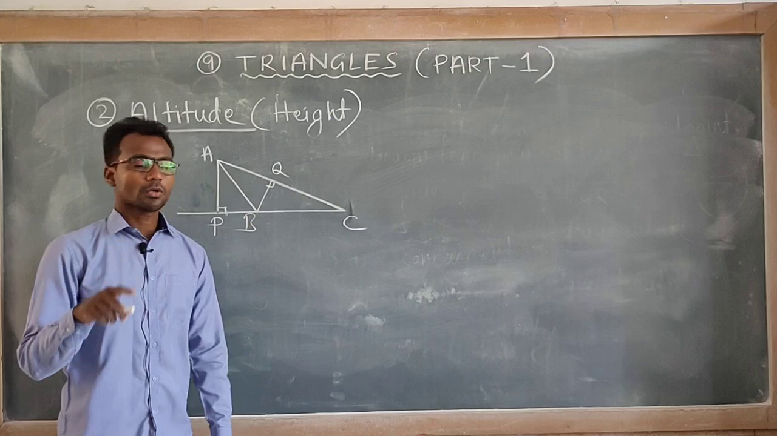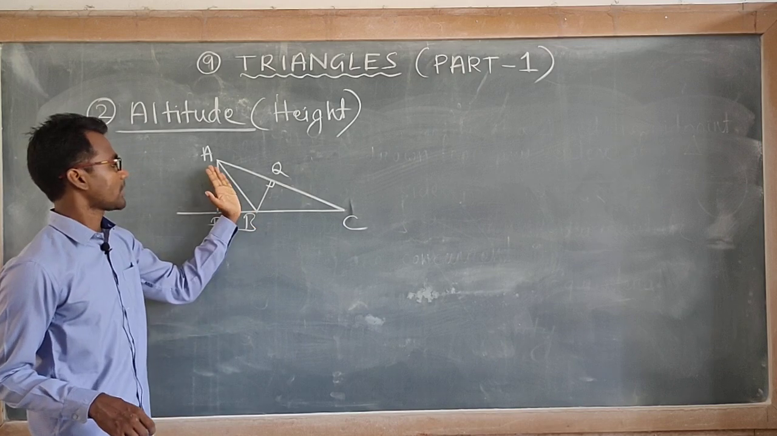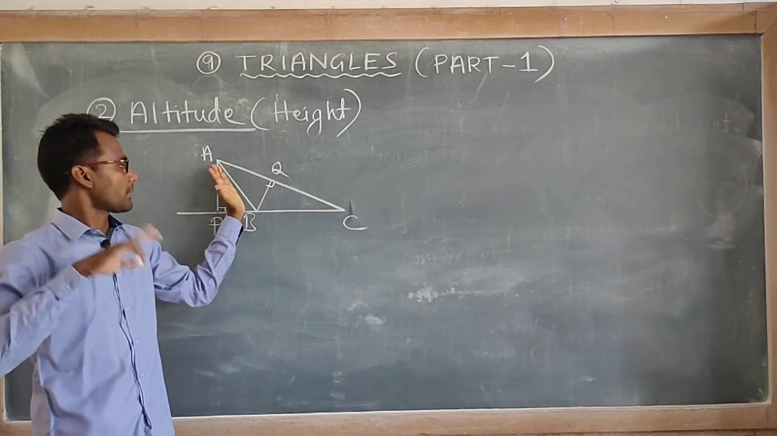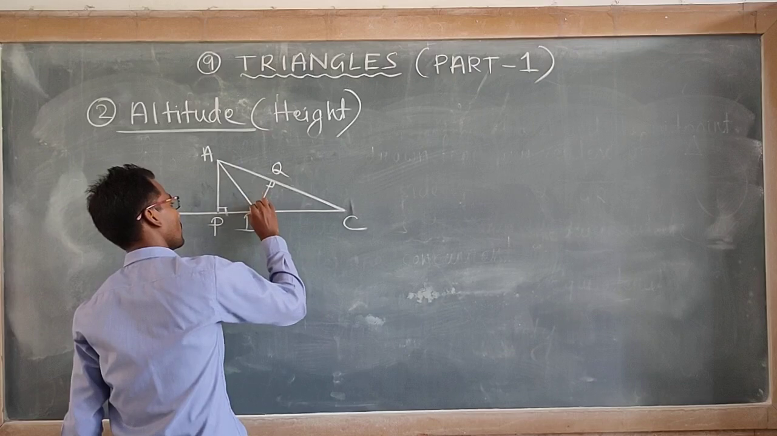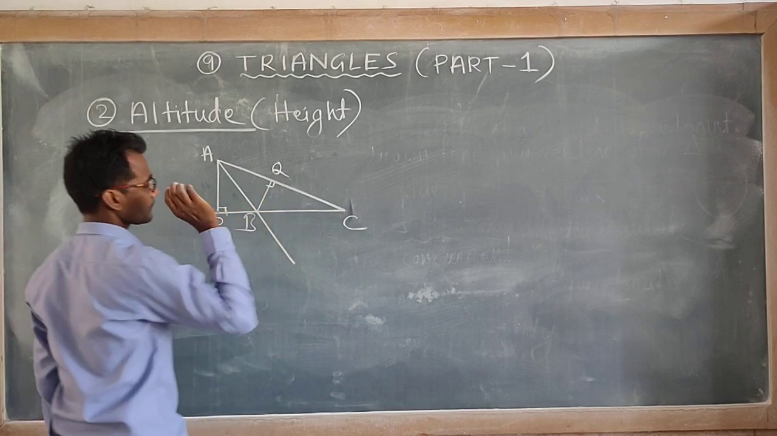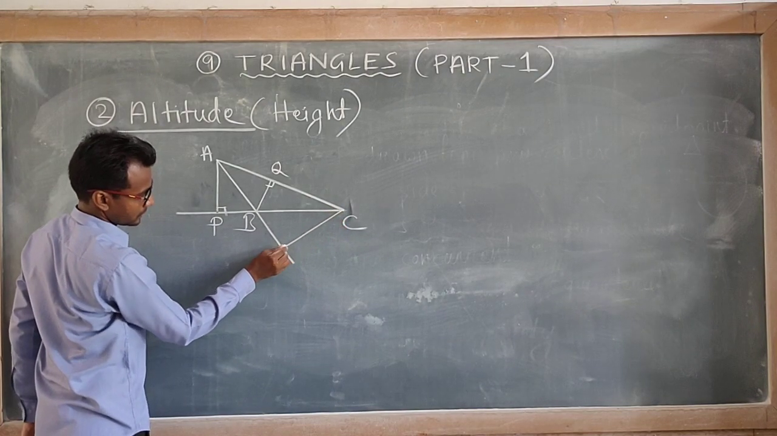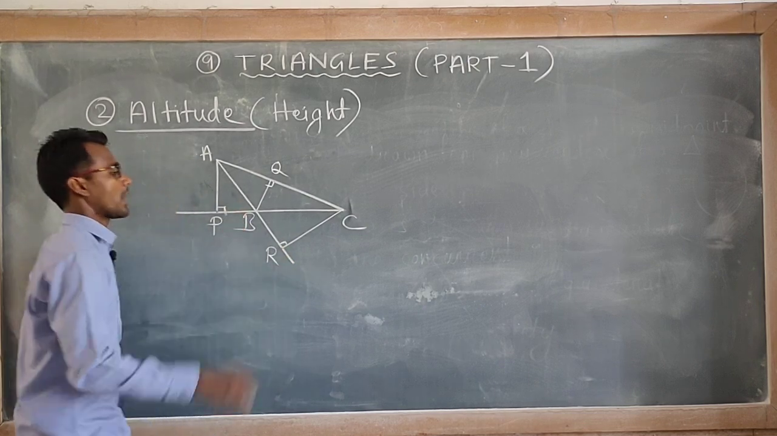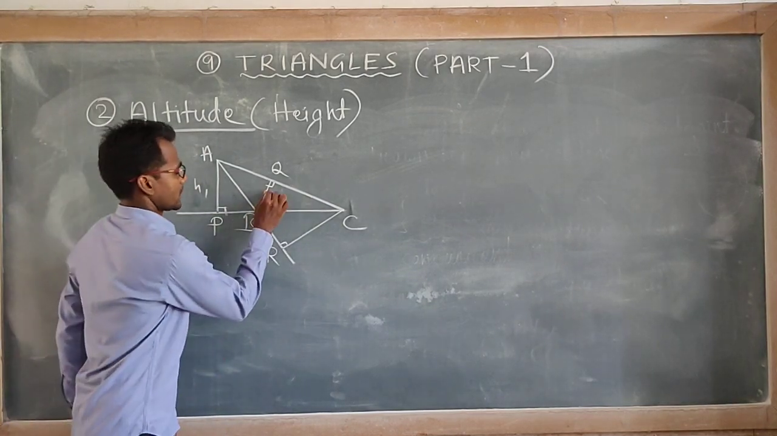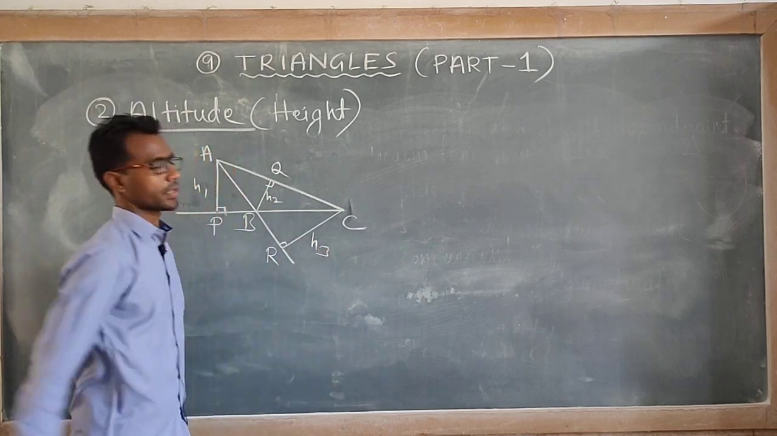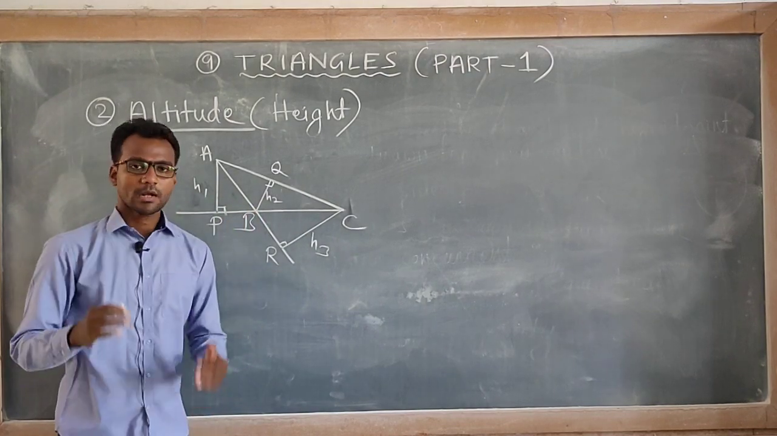Now let us draw altitude from the vertex C on the side AB. Okay, the opposite side is AB. But you can see from C, if you draw any line on AB, it will not be perpendicular. So again we have to produce AB, then we can draw perpendicular. This is perpendicular R. So CR is another altitude. Okay. So this is H1, this is H2, this is H3. So you can see out of the three altitudes, one altitude is inside, the other two altitudes are outside.